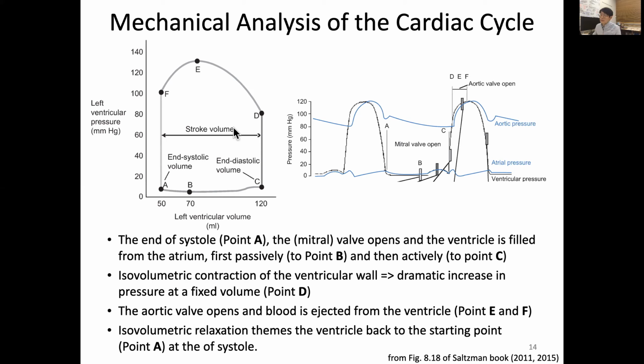So you look at it here, the volume at A and at C, which are the end systolic volume and the end diastolic volume, that difference is defined as stroke volume. And you can see the aortic pressure from about 80 to over 120.